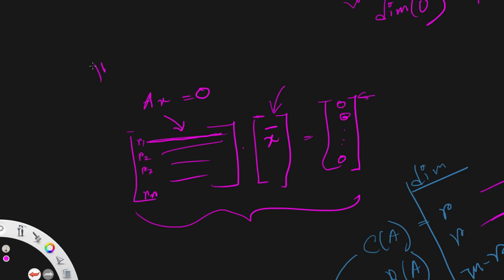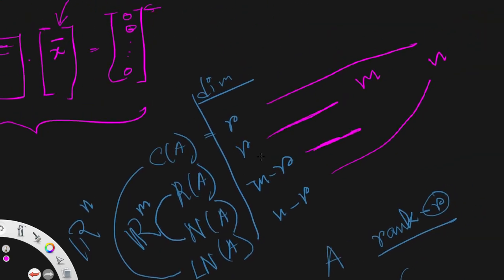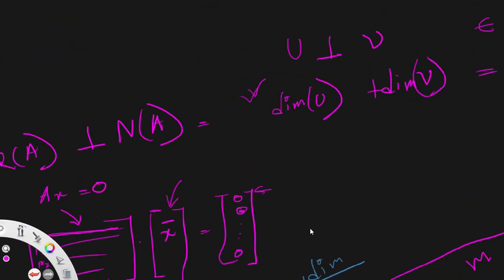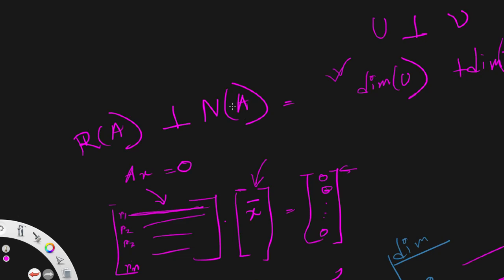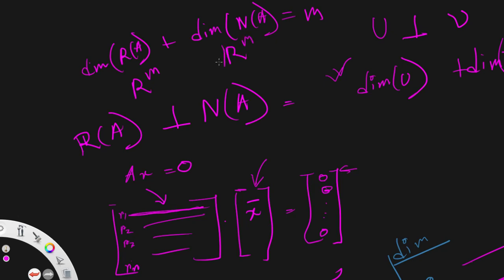Any vector in the row space is going to be orthogonal to any vector of the null space of A. Alright, so they are orthogonal, and as we saw, the dimension of the row space plus the dimension of the null space equals m. They are both subspaces of Rm. So as you can see, we have proved that these two vector spaces, the row space and the null space of a matrix, are orthogonal complements.